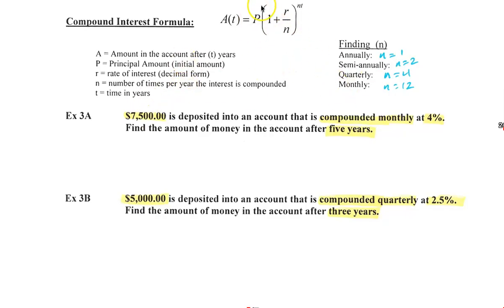Now let's talk about what all these letters mean. So I'll start with P. P stands for principal. That's your initial amount, your deposit, also known as how much you put into it.